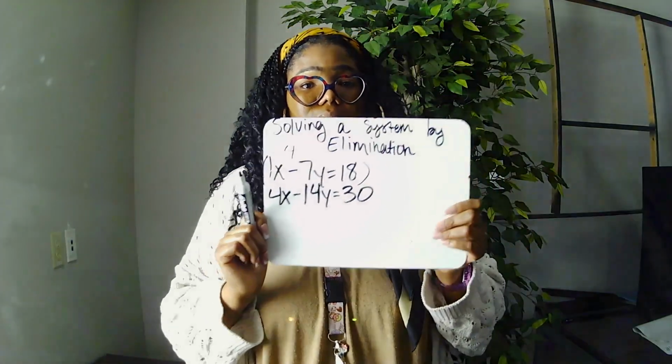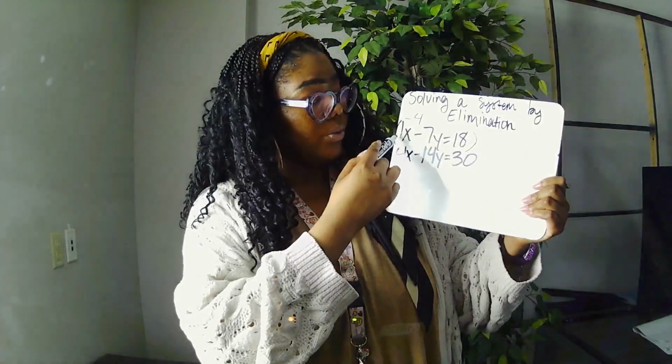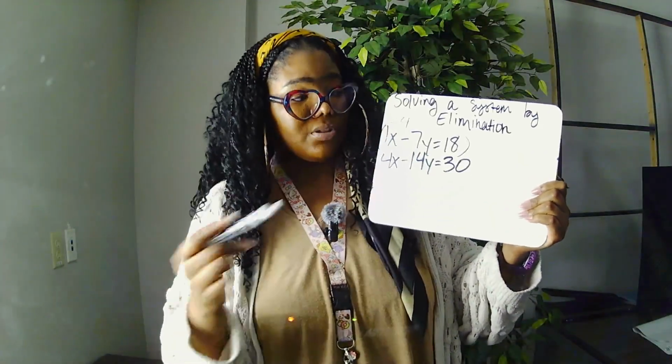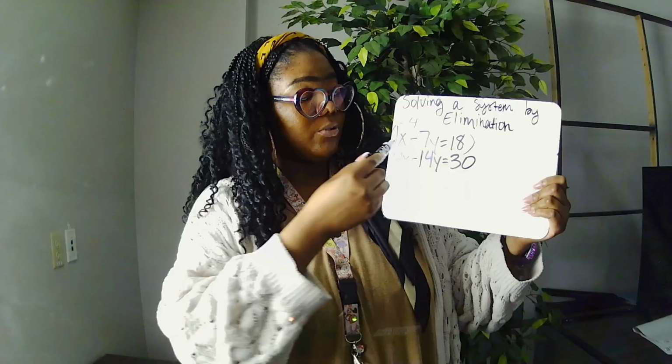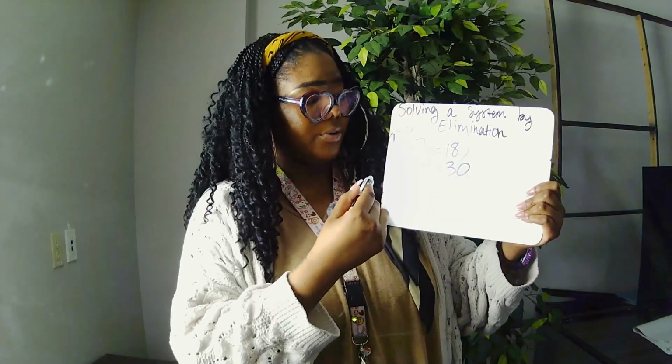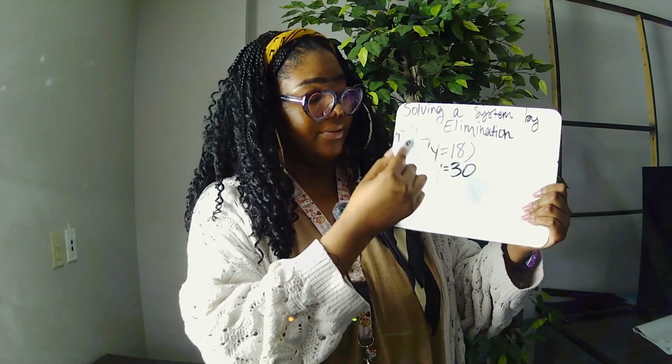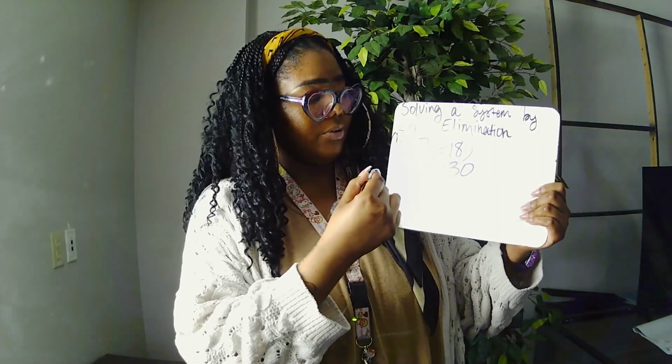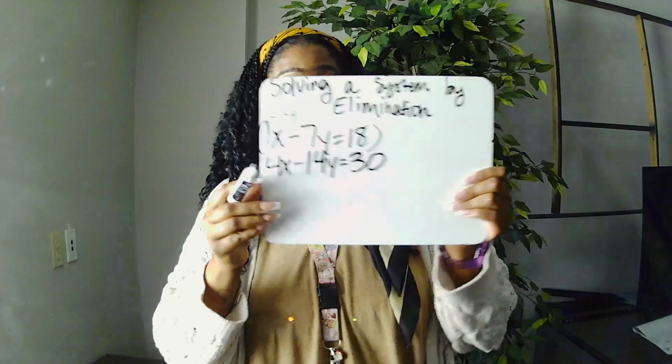This is how it works. Because I'm now multiplying the 1 by negative 4, I must multiply this entire equation by negative 4. I'm going to say 1 times negative 4. I'm going to say negative 4 times negative 7. And I'm going to say negative 4 times 18 there.